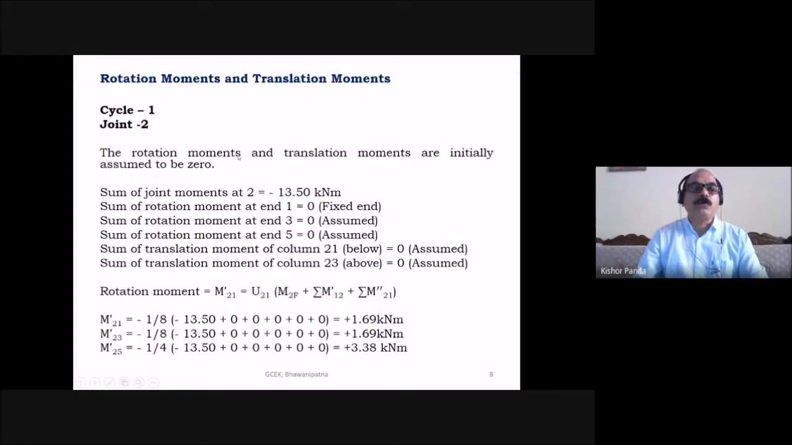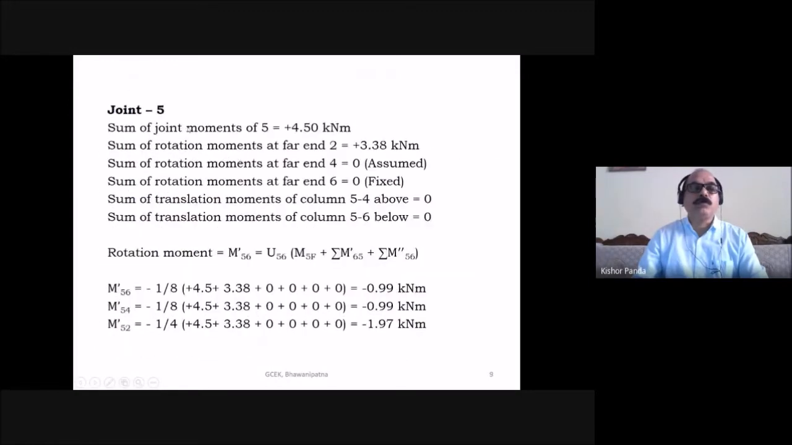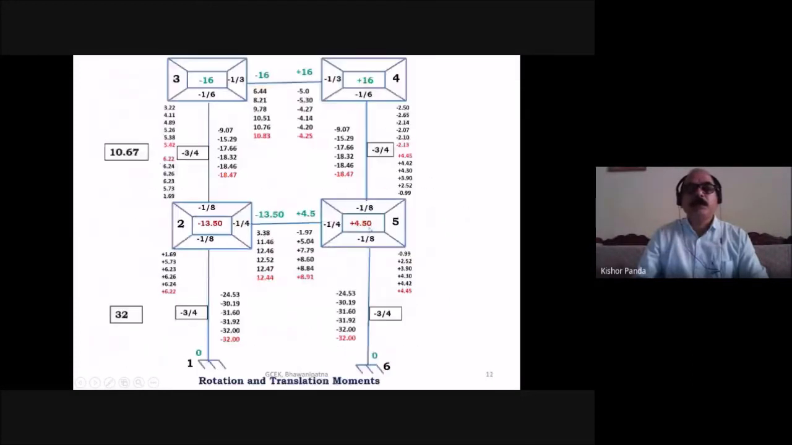So after joint 2, then you have to go to joint 5. Similarly, joint 5, what is the sum of the joint moments of 5? You know already what is the sum of the joint moment of 5. This one plus 4.50. And when we find out at joint 5 the far end rotation moment, M-5 2, M-5 6, and M-5 4.